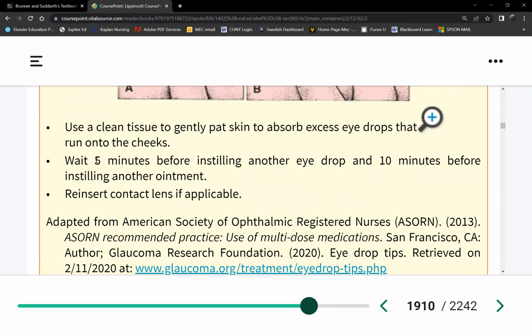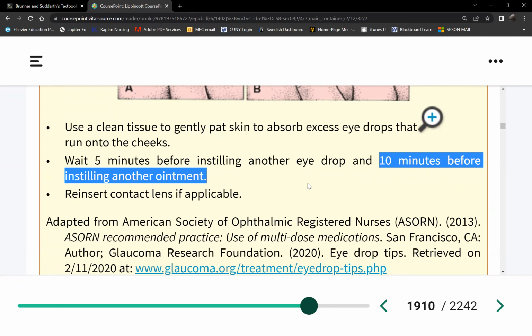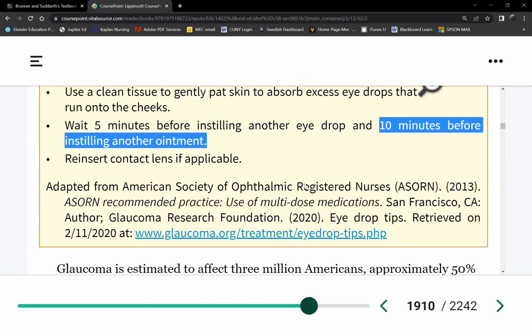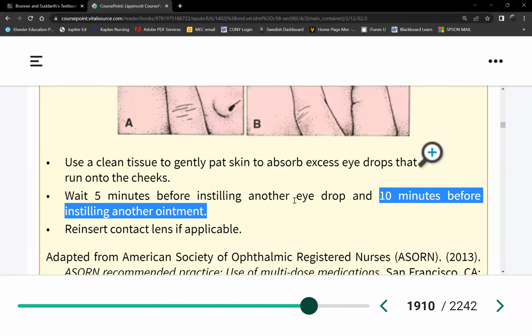So here, wait 5 minutes if it's two different eye drop medications, and 10 minutes if it's two different eye ointments. Should there be contact lenses when you administer? No. Okay, so just to make sure you know to remove those.